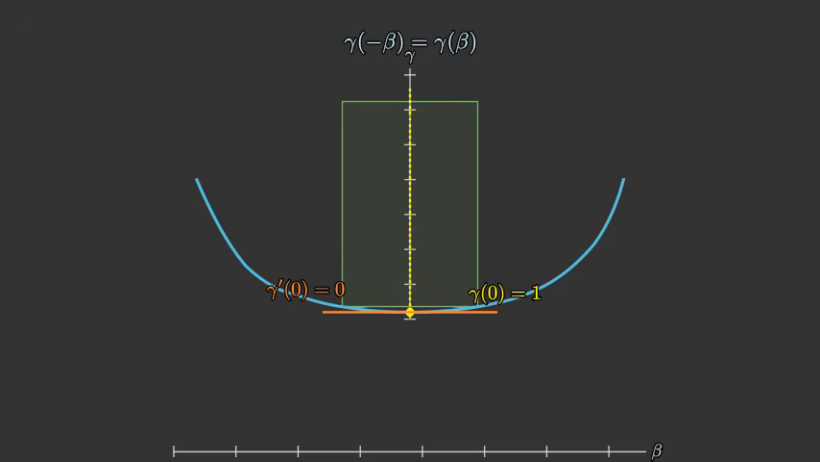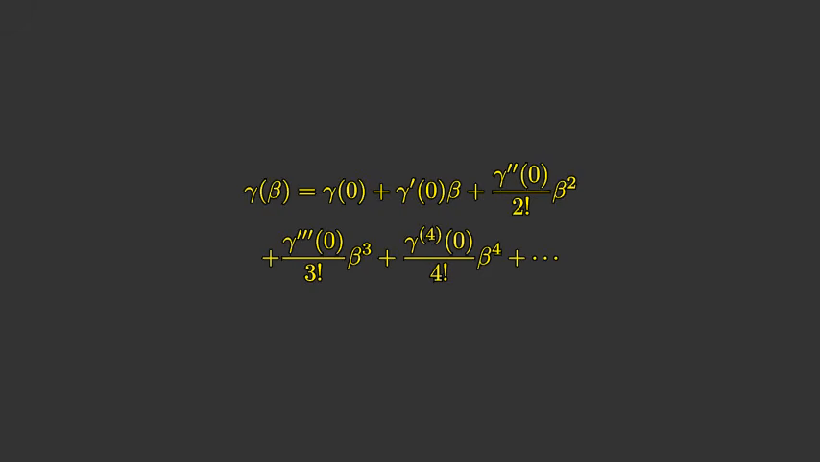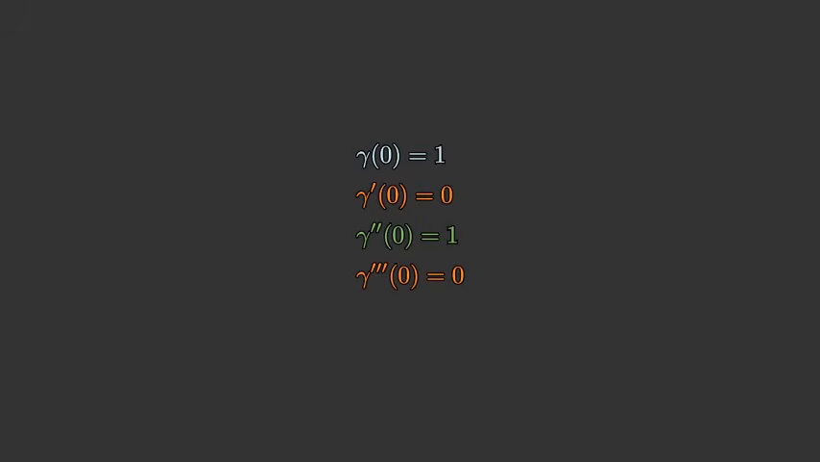First, gamma of 0 is 1. Physically, at 0 velocity, the Lorentz factor is 1. Next, the first derivative at 0 is 0. That means there is no linear correction. The graph is symmetric around beta equals 0, so the first change cannot be proportional to beta. The second derivative at 0 is 1, so the first non-zero correction is beta squared divided by 2 factorial. The third derivative at 0 is 0 again.